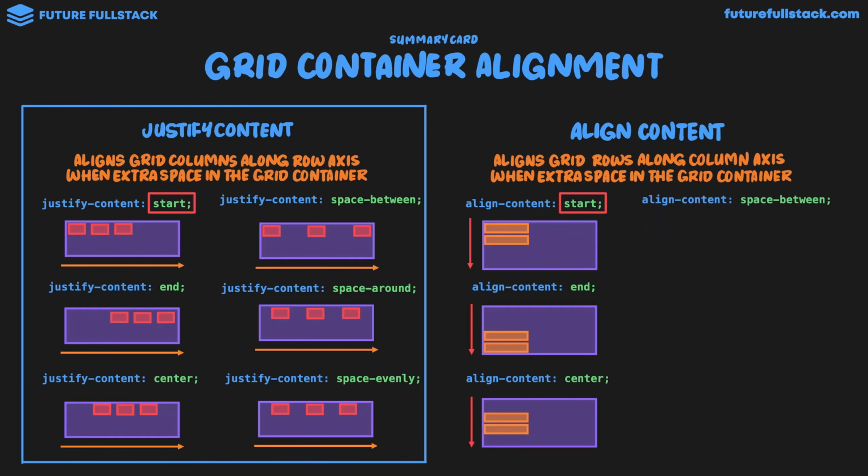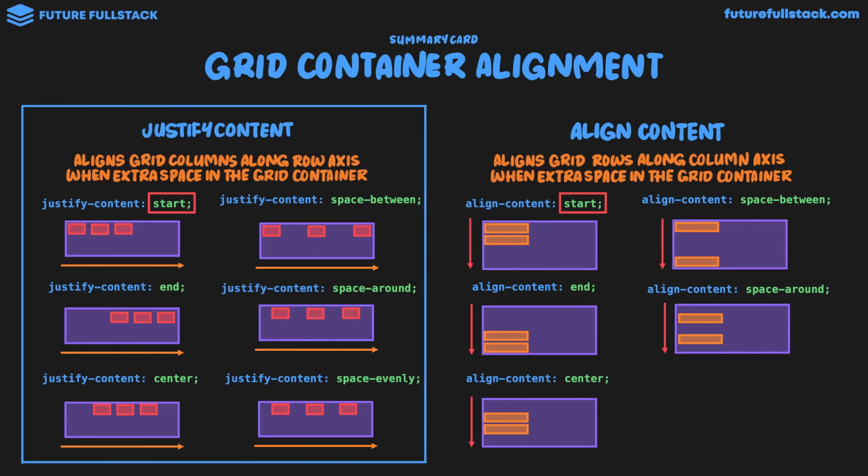Align content space between, which pushes our top and bottom grid rows to the top and bottom of the grid container along the column axis, and any additional rows would have equal space between these. Align content space around divides the grid container into 2 equal rows, and then inserts the grid rows in the middle of these rows. This results in double the space between the grid rows and the top and bottom edge of the grid container and the top and bottom grid row. The final value space evenly creates equal space between the grid rows and the top and bottom edges of the grid container along the column axis.